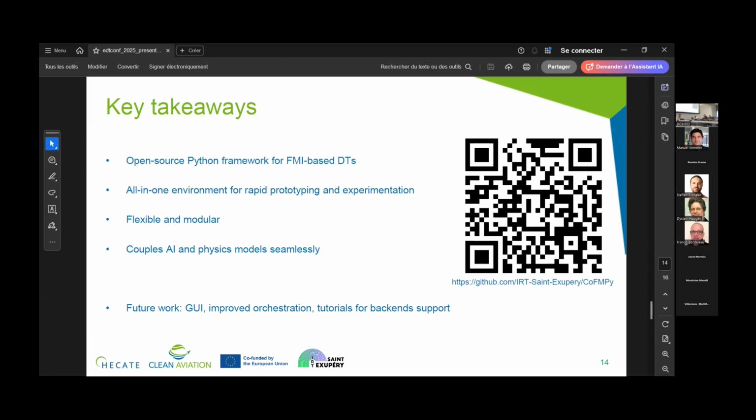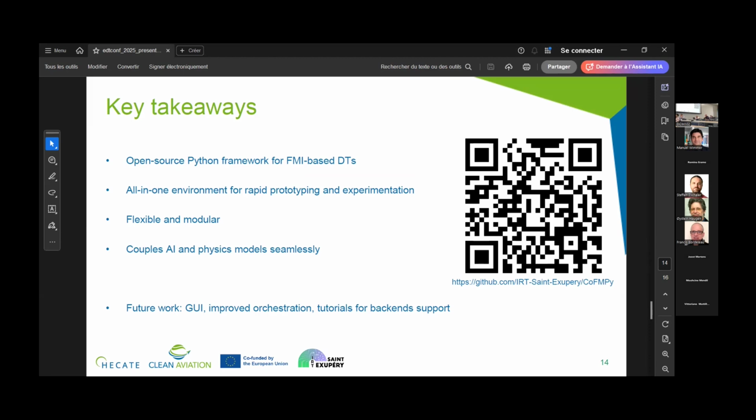So if you have the need to use, for example, Maestro from INTO-CPS or Simulator, as long as there are Python bindings to this library, you can use them with CoFMPy. And finally, you can couple your AI models with physics models seamlessly without exporting them to FMUs first, and then you can export them afterwards, of course, if needed.